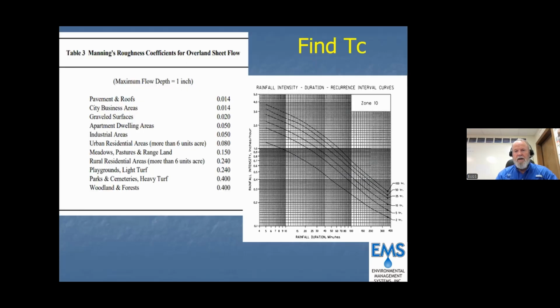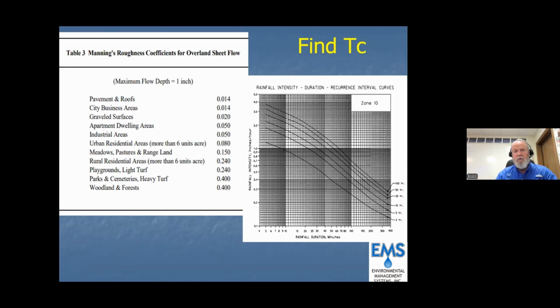There's a number of factors you bring into play when you're designing: coefficient of roughness, the soil, the slope. It's going to be different for graveled surfaces versus meadows versus pervious pavement. All those things have to be taken into account.